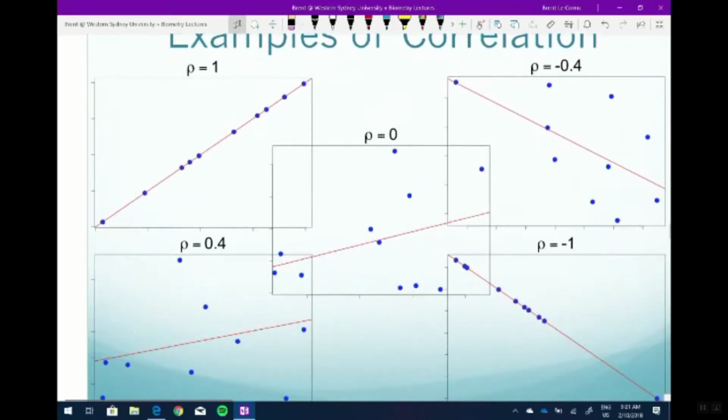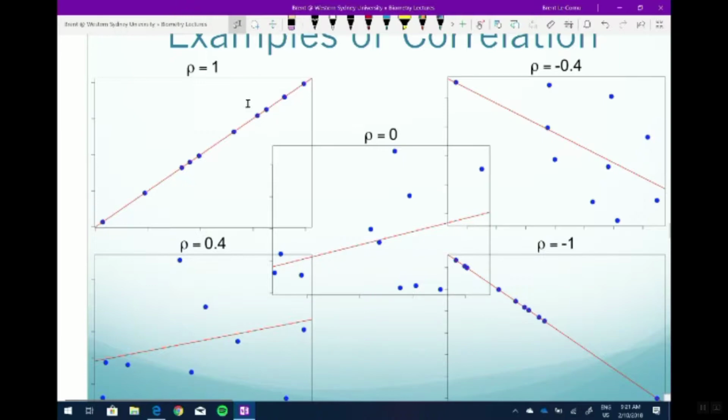Wouldn't 0 be perfectly horizontal? Yes, if you had a horizontal one as well, it would be 0. Yep. So 0 actually comes up, if it's horizontal, it will be 0, but just because it's 0 doesn't imply it's horizontal. Yep, it'll come up more than that.